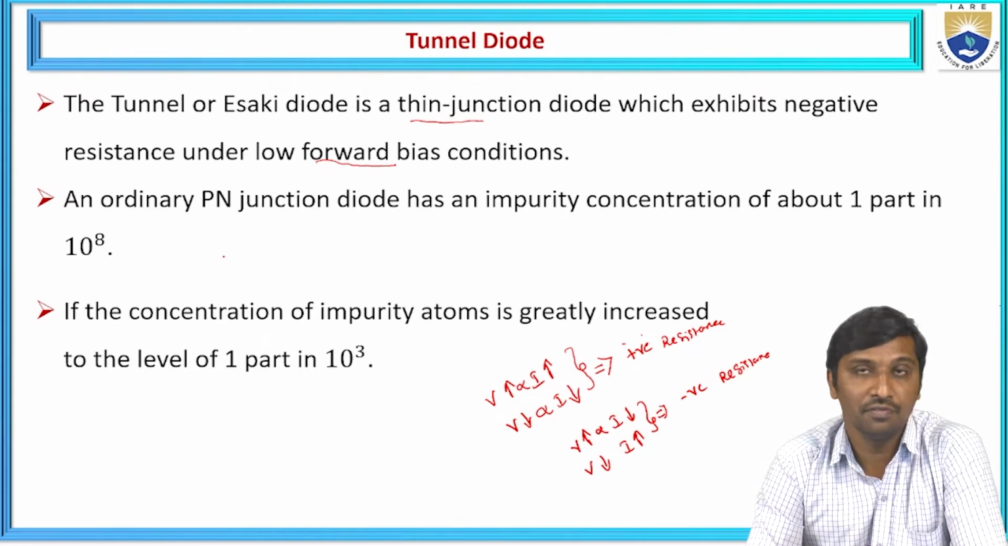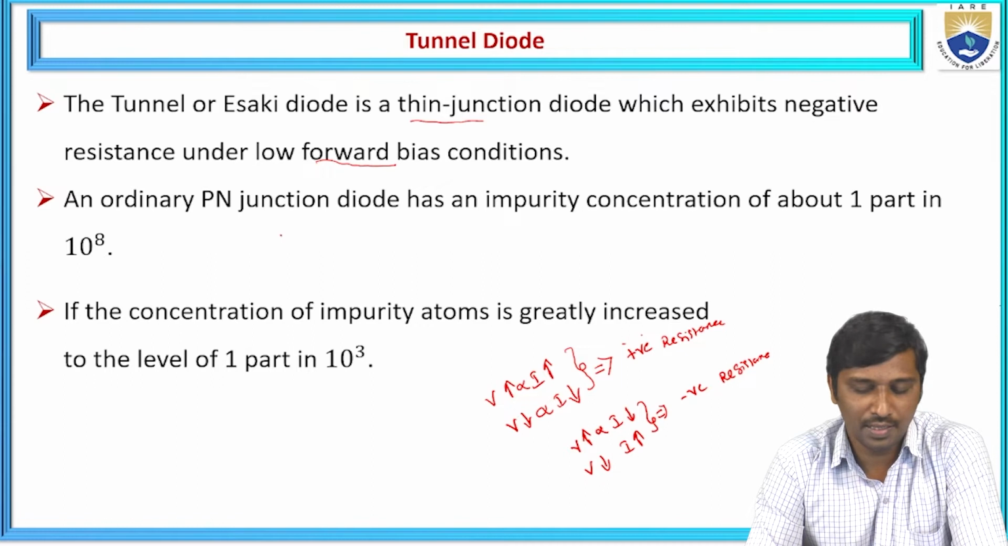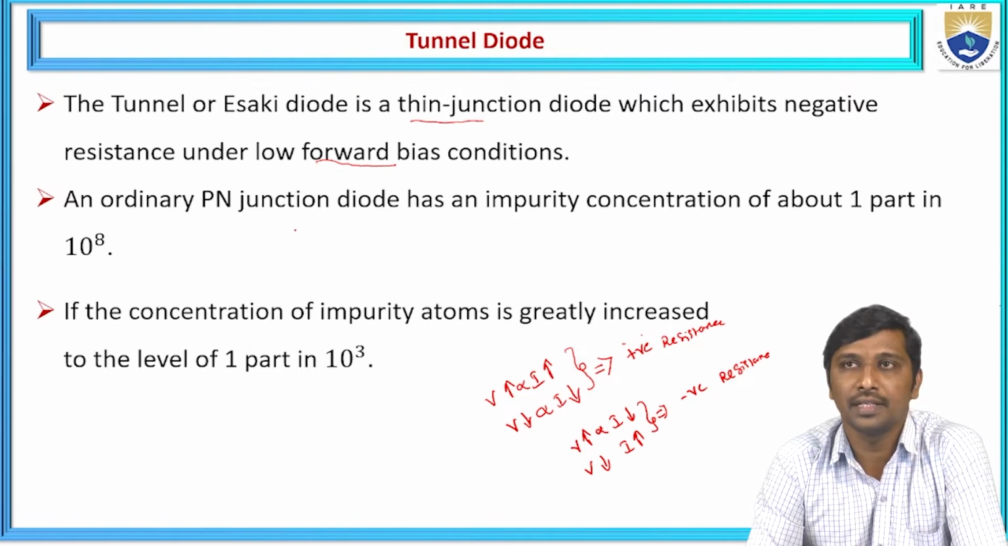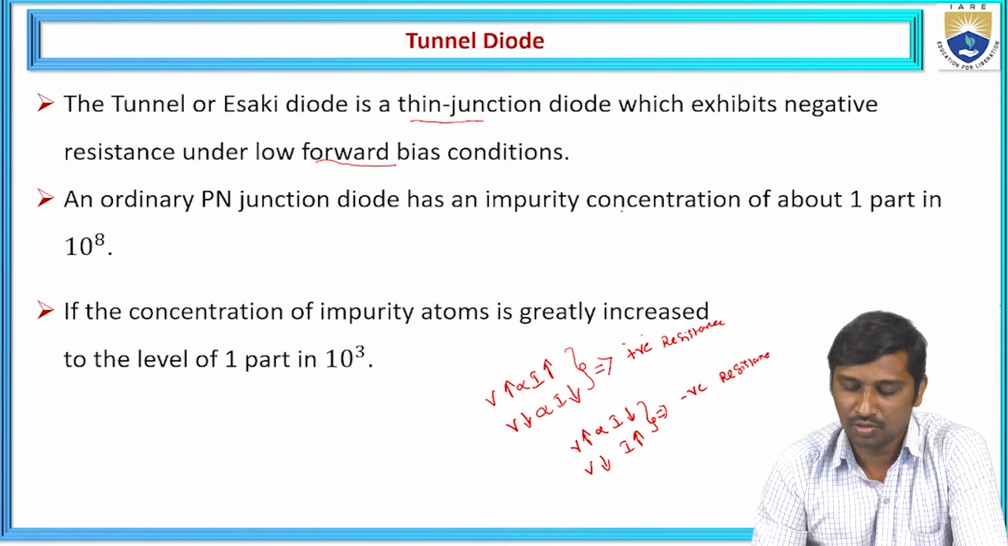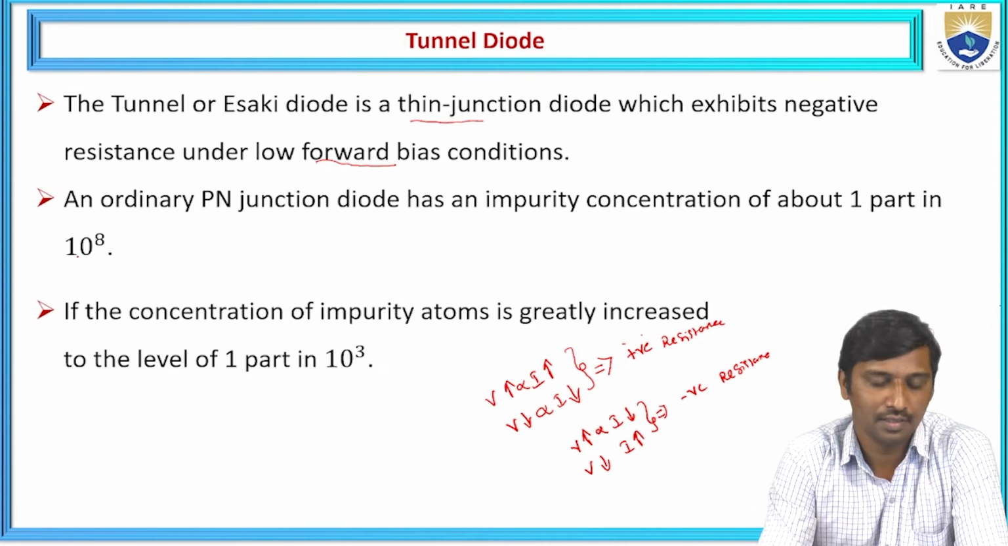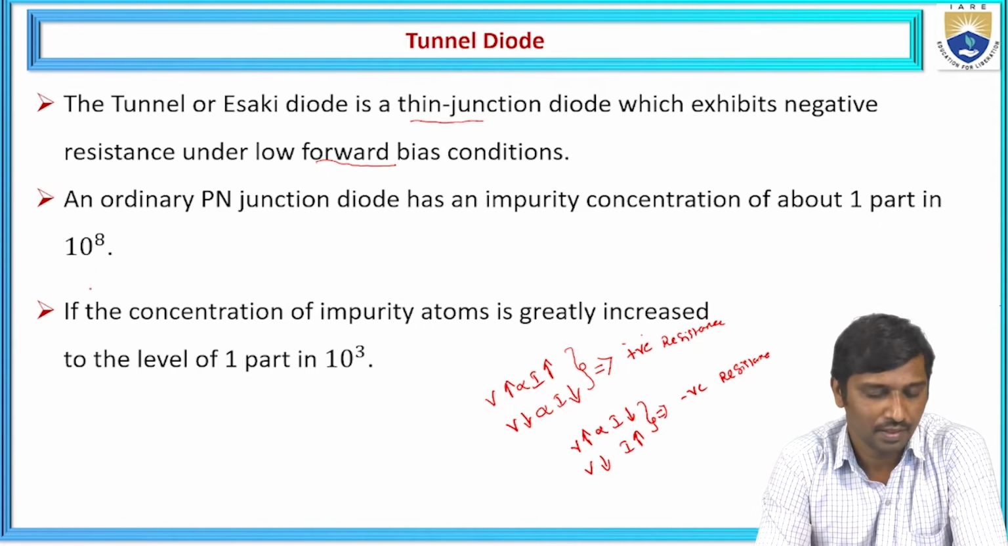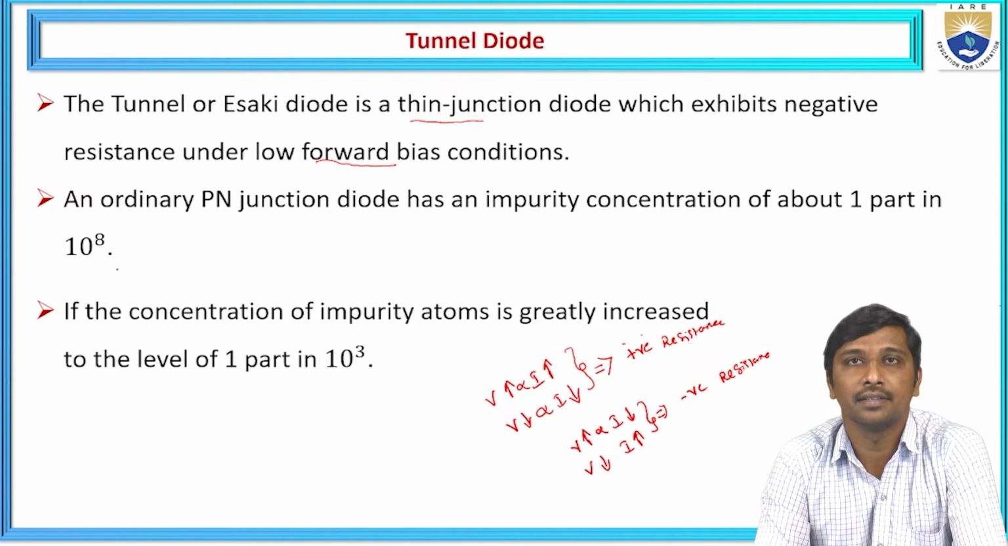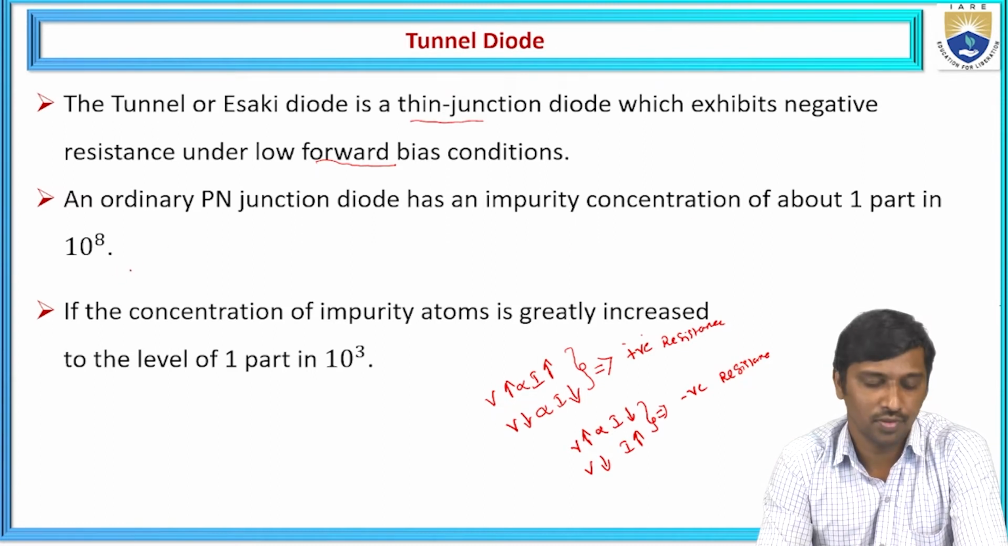For this case, if we consider an ordinary PN junction diode, the impurity concentration is about 1 part in 10 to the power of 8. So this is the doping concentration. So in a normal PN junction diode, that is 1 part in 10 to the power of 8.